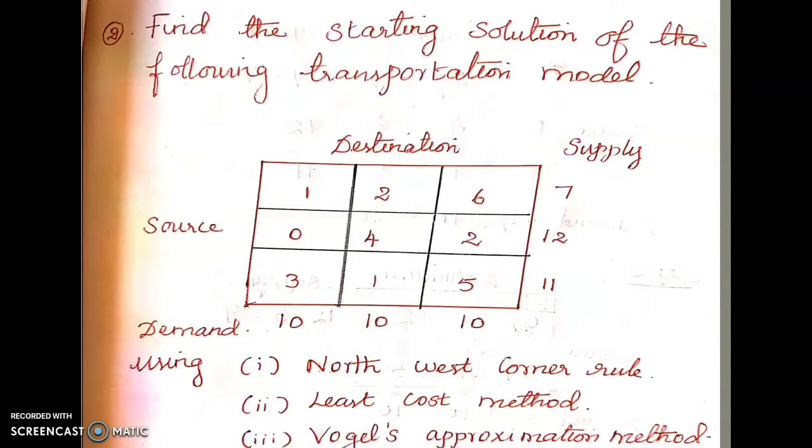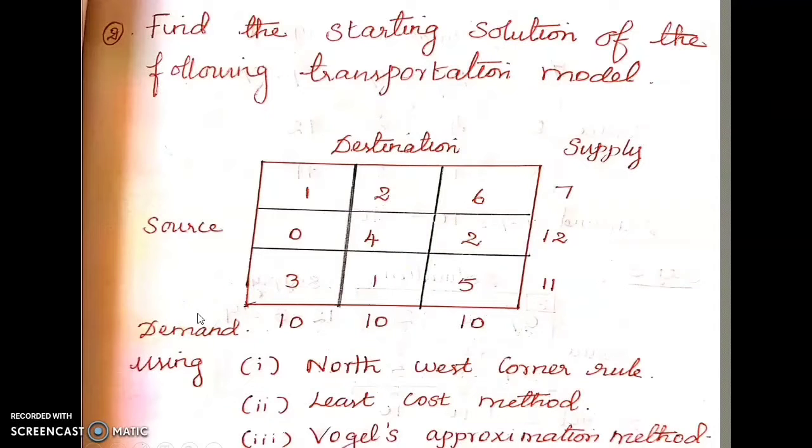First, we will discuss the first method, that is the northwest corner rule. So this is the problem. Find the starting solution of the following transportation model. In that matrix, they are given source, destination, supply and demand for each and every cell value. So here we have 3 rows and 3 columns. Each and every row as well as column has an individual supply and demand.